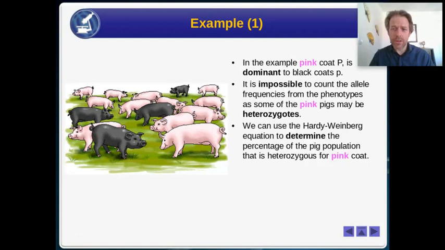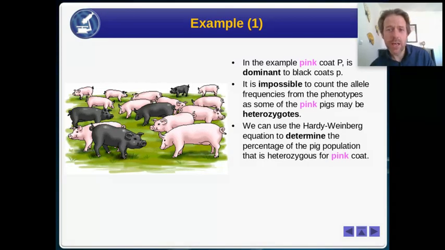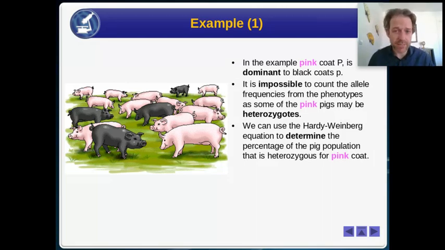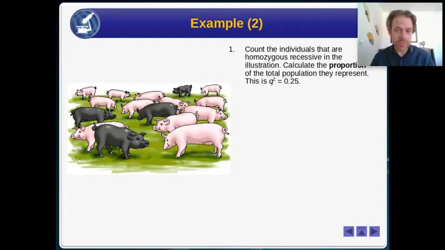First of all, we've got our pigs. We've got our pink coat being dominant and a black coat being recessive. It's impossible to count the allele frequencies from the phenotypes, like we said, you can't see. So some of those pink pigs will be heterozygous, dominant and recessive, and others will be homozygous dominant. So how do we find those out? Well, we always start with the homozygous recessive, in this case the black coats.